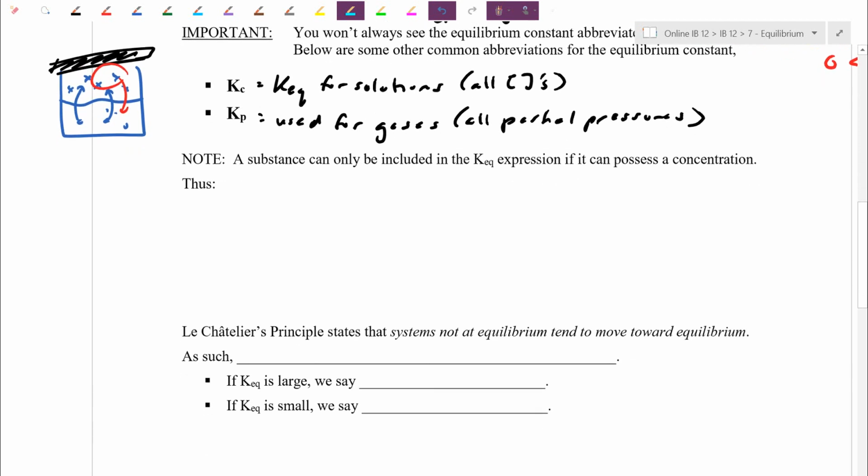A substance can only be included in Keq if it possesses a concentration. Now that's a fairly strange statement here, because concentration is moles over volume. If we're talking dissolved material, whether it's dissolved solids and liquids or gases and liquids here, that makes sense, because that's telling you how much powder or how much gas I dissolve in my swimming pool. What we're going to see is we're going to ignore two things that don't actually have concentration per se.